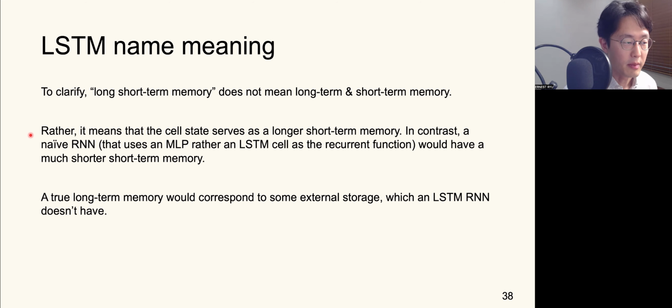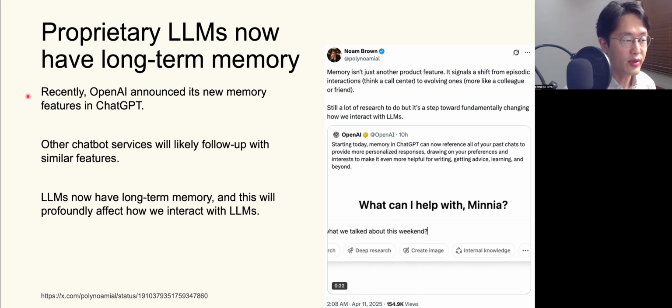So the claim made by the name LSTM is that this LSTM cell is going to work better than the naively designed one because the short-term memory mechanism of LSTM is better. The short-term memory mechanism will last longer, and therefore this should work better. A true long-term memory would correspond to using some sort of external storage, and this is something an LSTM RNN doesn't have. But now, in the year 2025, proprietary LLMs do have long-term memory.